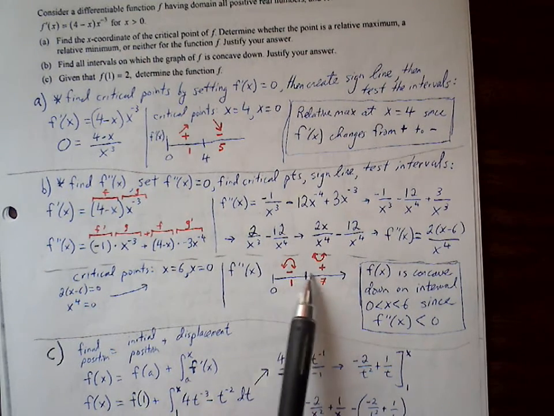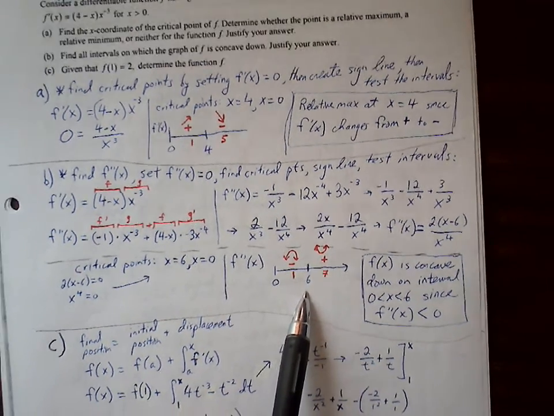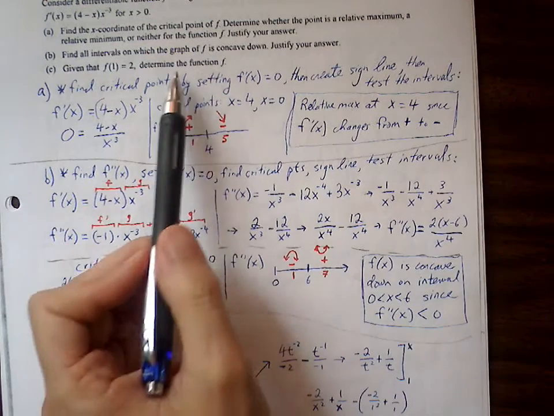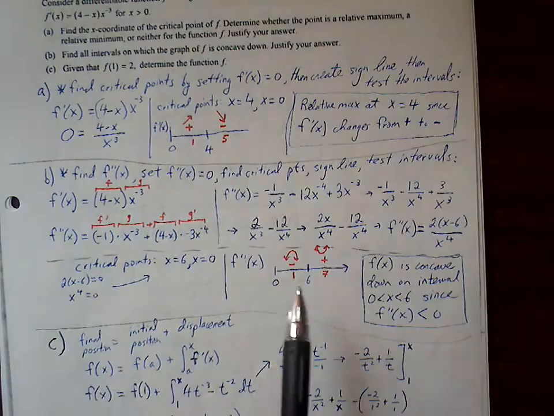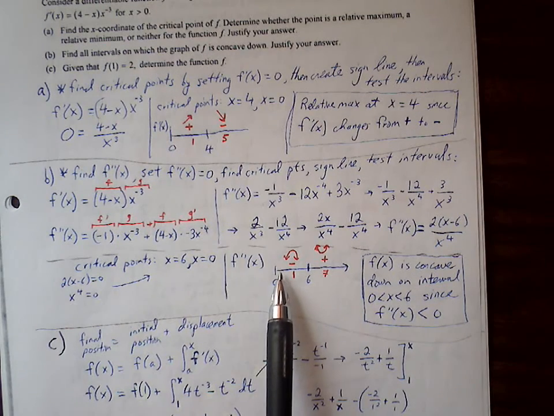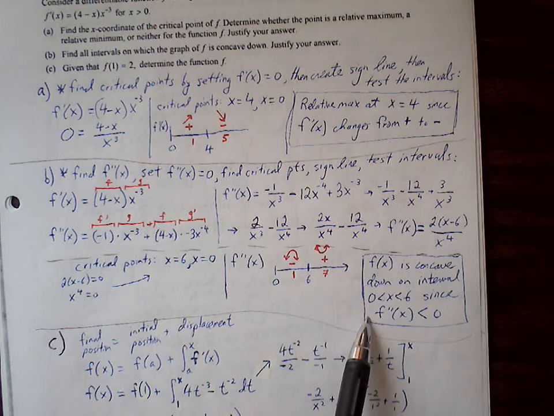As long as there's a change in sign in concavity, we know that there must be a point of inflection. But this problem is asking about where the graph is concave down. So concave down is where f double prime is negative, so from 0 to 6, because f double prime is less than 0.